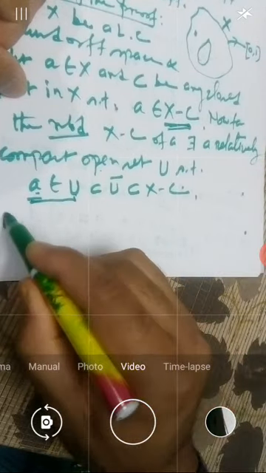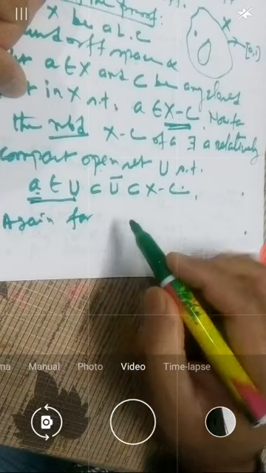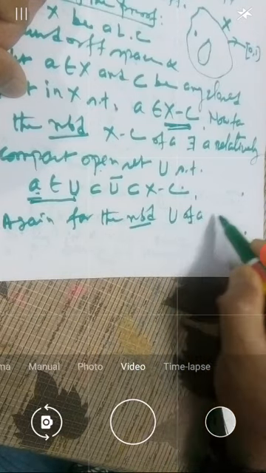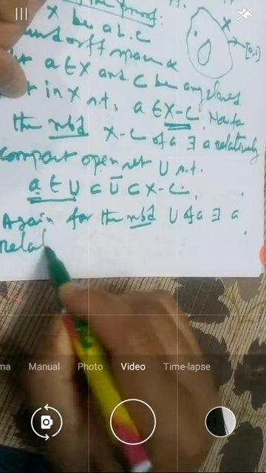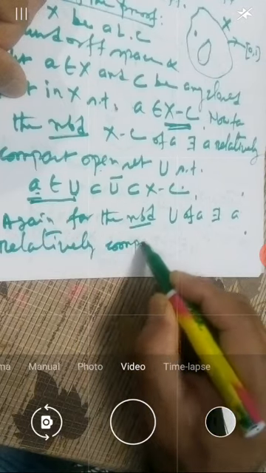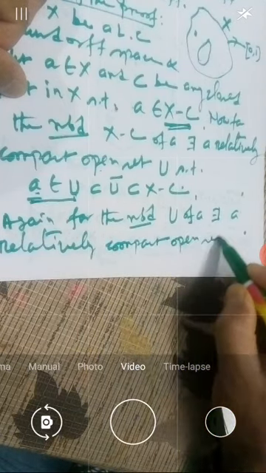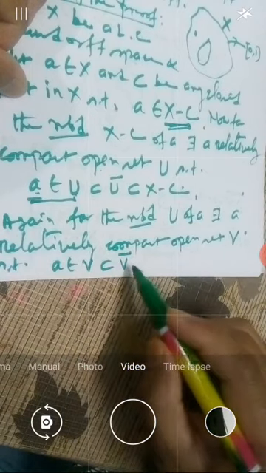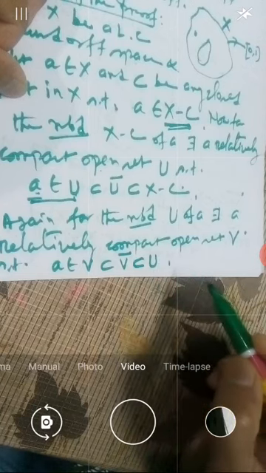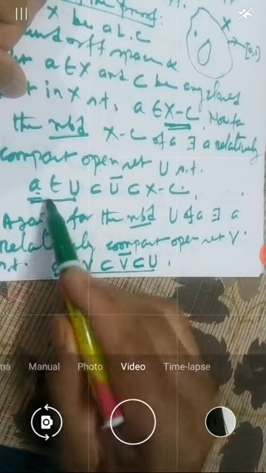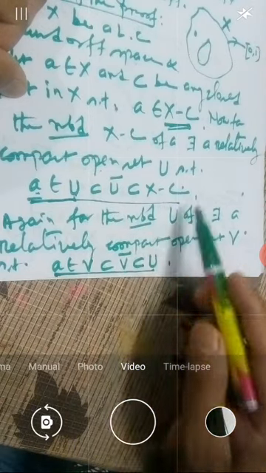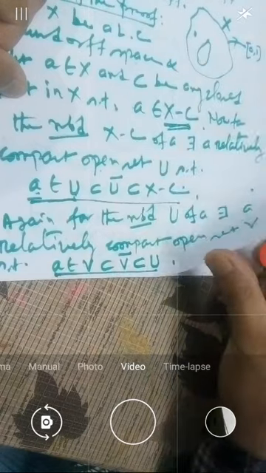Again, for the neighborhood U of A, there exists a relatively compact open set V, say, such that A belongs to V, V is a subset of V bar, and V bar is a subset of U. So if we look at this and this, we see that A is in V, V bar is a subset of U, U bar is a subset of X minus C. In a single line we can write this.